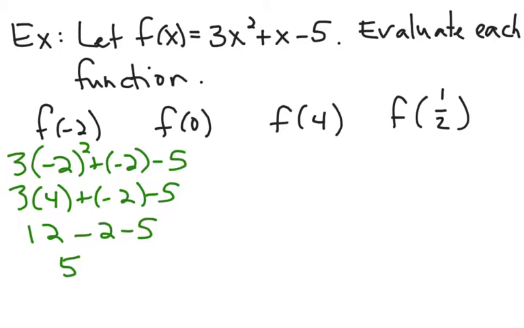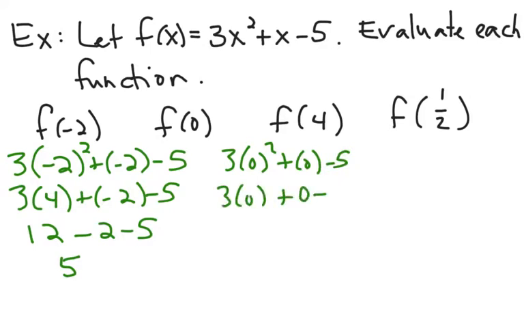F of 0. That's just going to be 0 plus 0 minus 5, so I get -5. I've done that one, I've done that one.